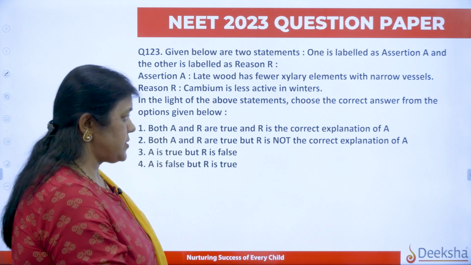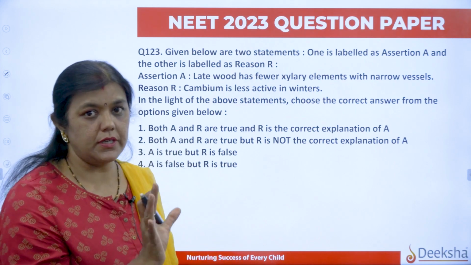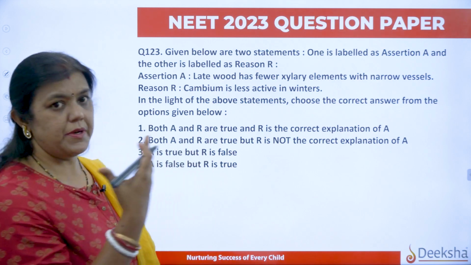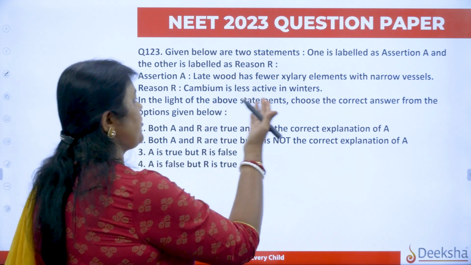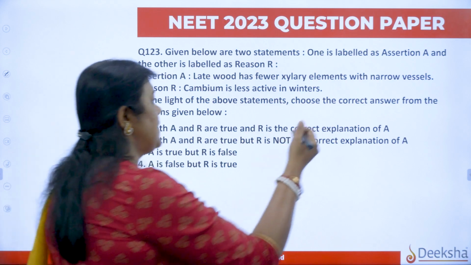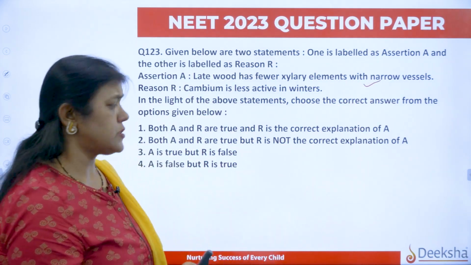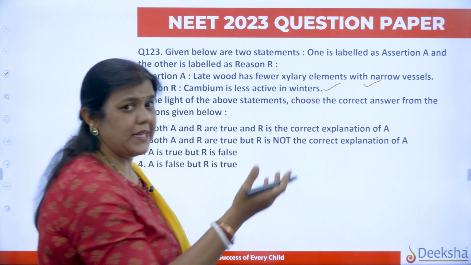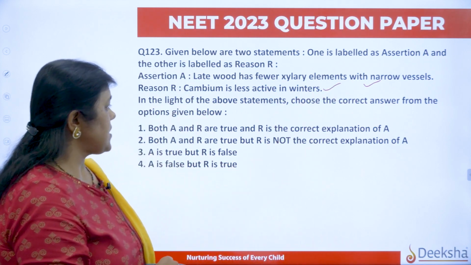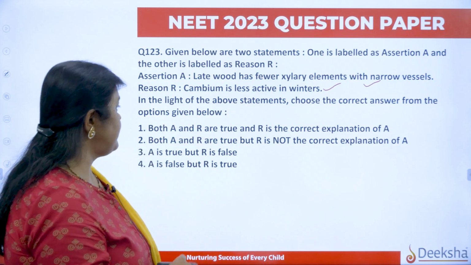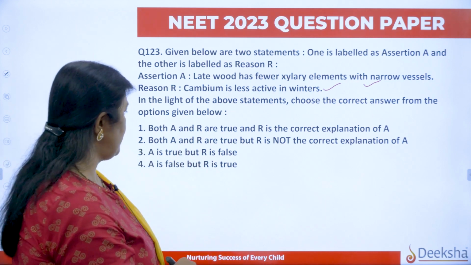In the light of the above statements, see both the statements are correct. First thing is you have to find out whether the statements are correct or not. What I told you, late wood has fewer xylem elements and narrow vessels. This is a correct statement. And cambium is less active in winter. This is also a correct statement. So both these things are correct. Now we have to choose the correct answer.